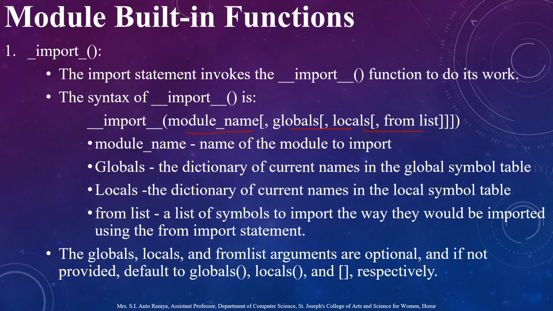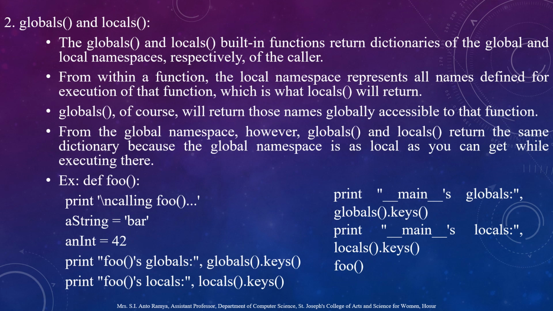Globals means whatever is the current name of the global symbol table that we can include. Locals are going to be the local symbol table. From list is the list of symbols, so from the large list of symbols we can import a few symbols that we want. So next one is globals and locals.